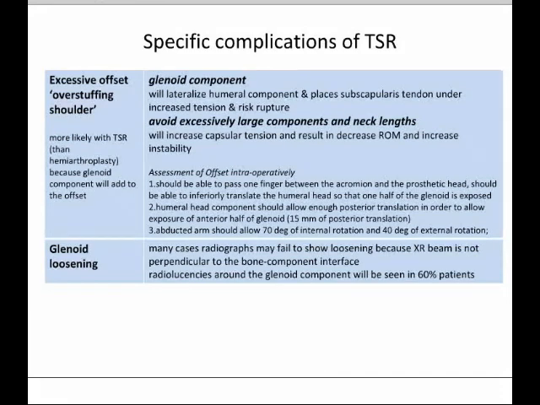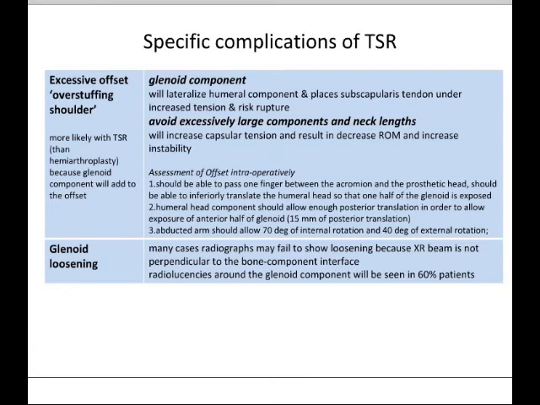It's more likely, obviously, to get excessive offset in a total shoulder, because the glenoid component will add to everything. Glenoid loosening is specific to total shoulders. Many cases fail to show loosening in the early stages because you don't get an X-ray beam that's perpendicular to the bone cement interface, so it's important to look for that. And you might well see radiolucencies in about 60% of patients.